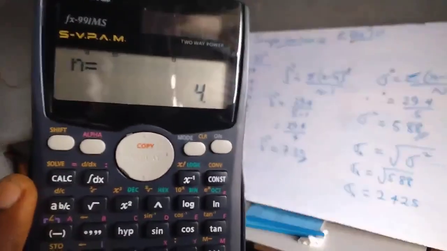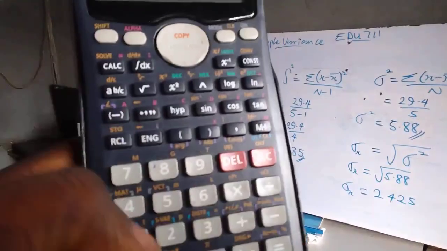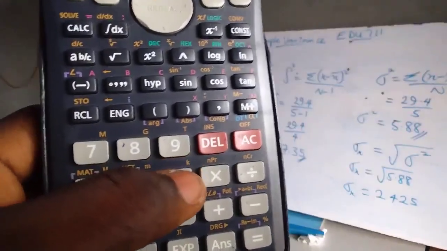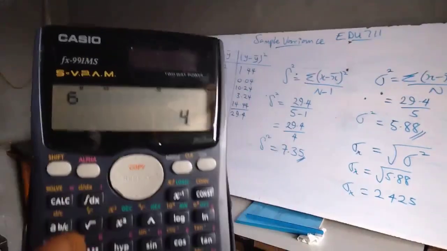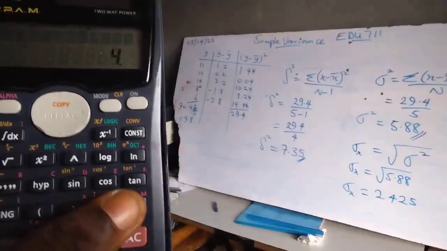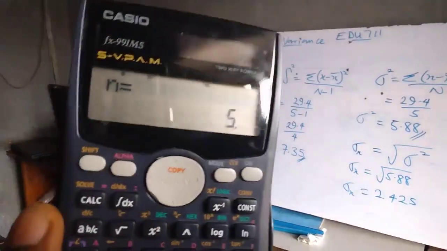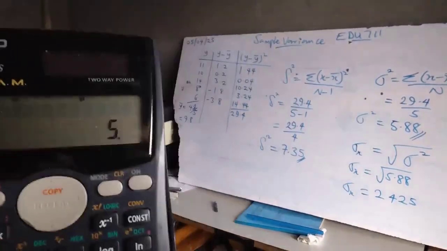So that is n equals 4. And the last is 6. So let's press 6. Then you press M plus again. You can see n equals 5.